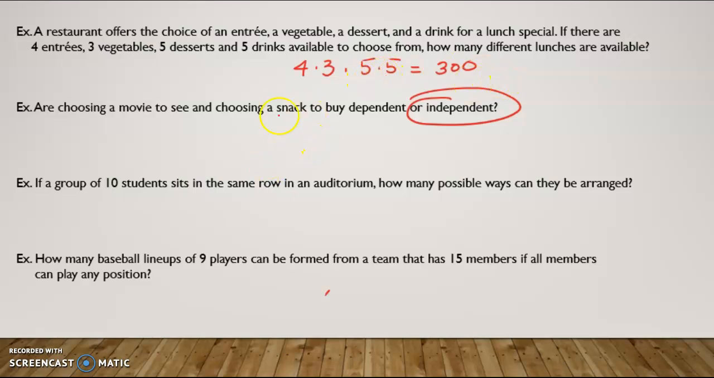Are choosing a movie to see and choosing a snack to buy independent or dependent? They would be independent because choosing your movie has no effect on choosing a snack. You still have all the snacks available once you've chosen a movie. If a group of 10 students sits in the same row in an auditorium, how many possible ways can they be arranged? Well, once a student sits down, they're done. They can't sit anywhere else. So you would actually have the same thing that we had earlier.